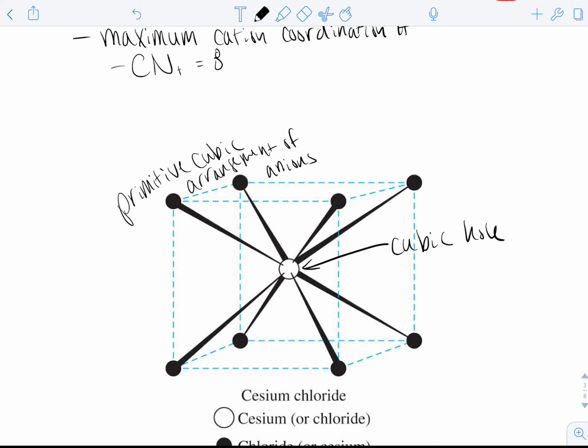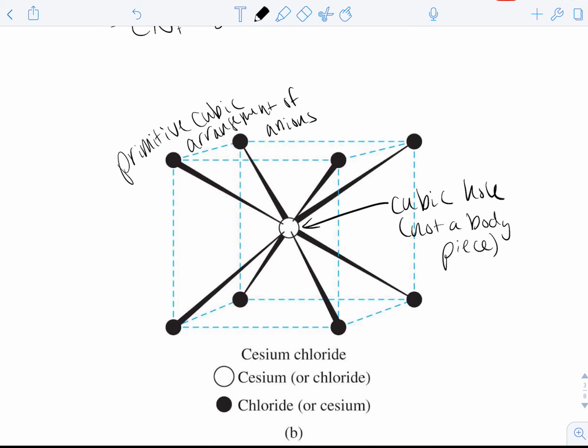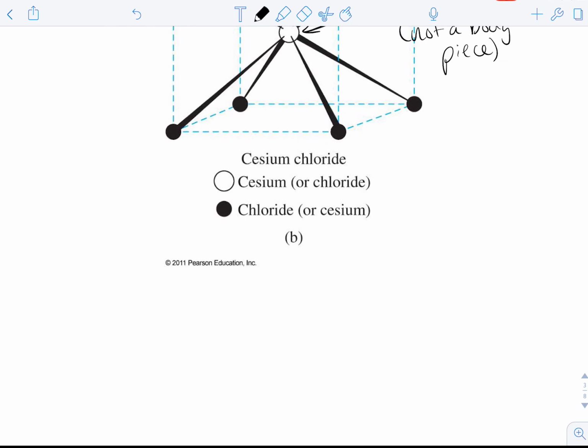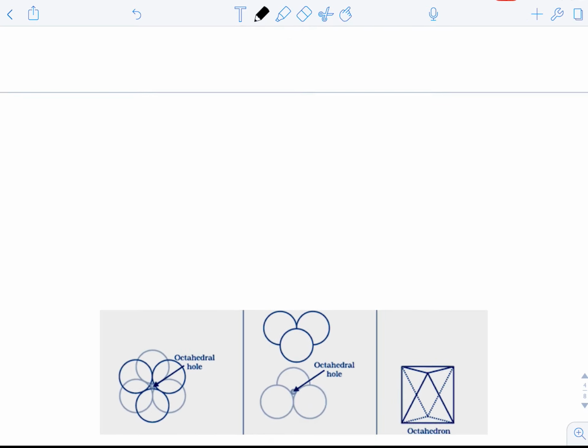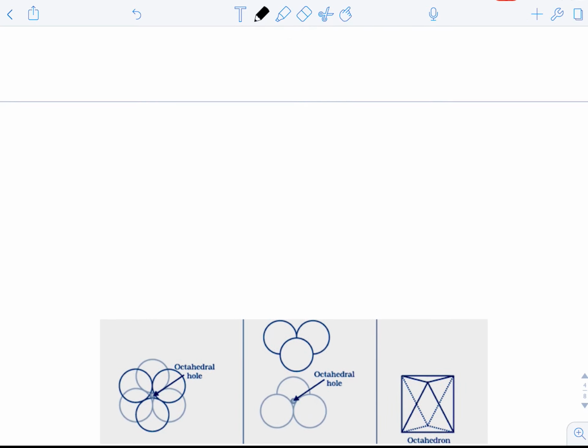And this arrangement that we have here, like I said, looks like a body-centered cell, but it is not. But it's basically the greatest cation coordination number we can get, and it's when we have a relatively large cation.